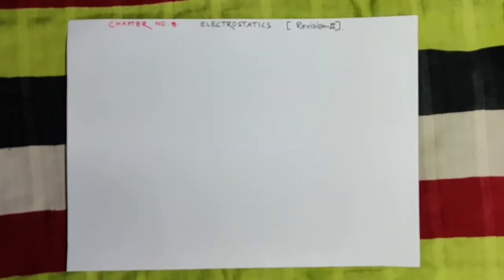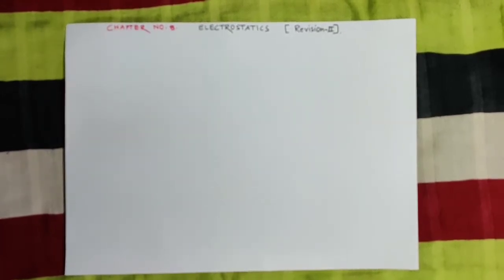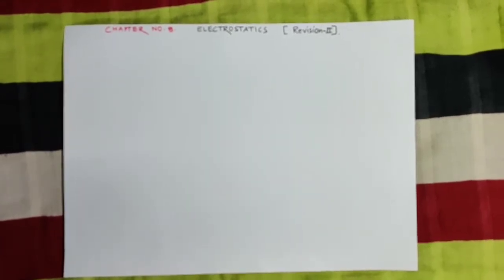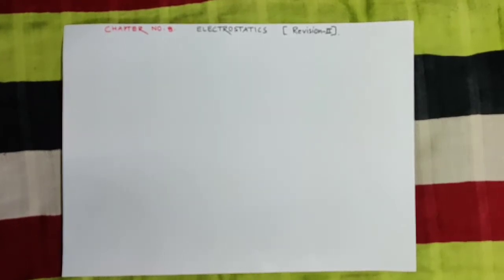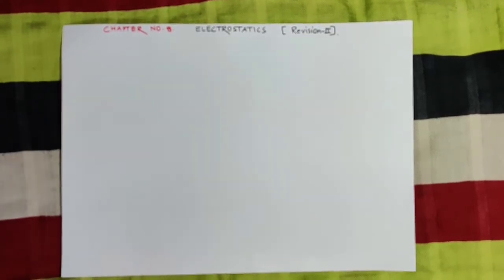Hello students, in the last video we had discussed the points with respect to electrostatics, that is electric charges, Coulomb's law, basic properties of electric charges, relative permittivity or dielectric constant, and definition of 1 coulomb. So today we are discussing the rest of the part of this chapter in the section revision 2 of the chapter electrostatics.